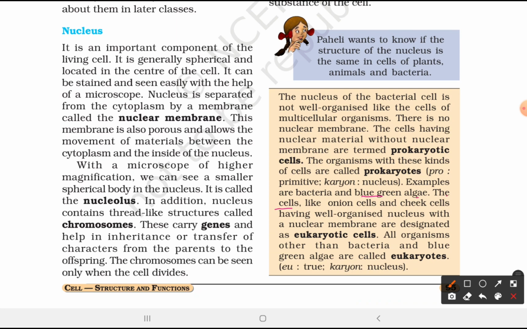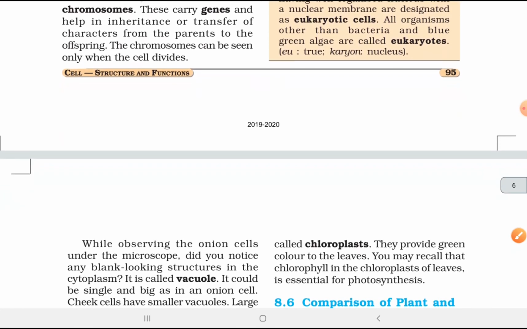The cells like onion cells and cheek cells having well-organized nucleus with a nuclear membrane are designated as eukaryotic cells. All organisms other than bacteria and blue-green algae are eukaryotes. Eu means true and karyon means nucleus.